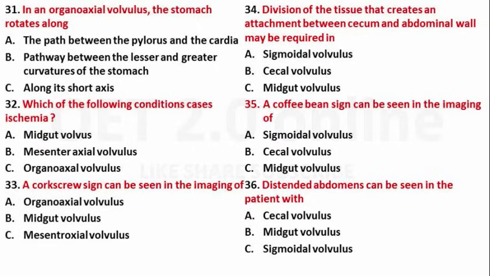Because there is not only a blockage, but also a compromised vascular supply to the gut. There are four primary mesenteries found within the abdomen, and as a result, there are four corresponding primary types of volvulus: gastric, midgut, cecal, and sigmoid volvulus.